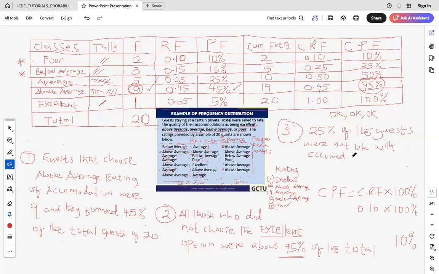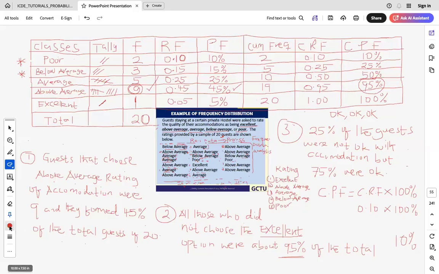But because we want to capture all, 75% were okay. Where did we get the 75%? We added the percentages of average, above average, and excellent, like I was arranging here for you. So 25% of the guests were not okay with accommodation, but 75% were okay.